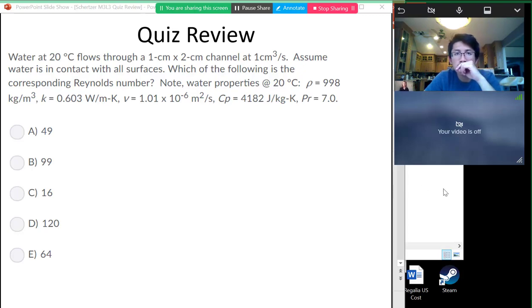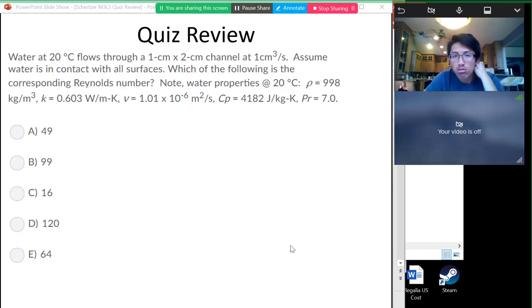Okay, so the first question in the quiz: water at 20 degrees Celsius flows through a 1 centimeter by 2 centimeter channel, so it's some kind of rectangular duct, and we're given a flow rate in volumetric flow rate. Assume water is in contact with all surfaces. Which of the following is the corresponding Reynolds number? And we're given a bunch of properties.